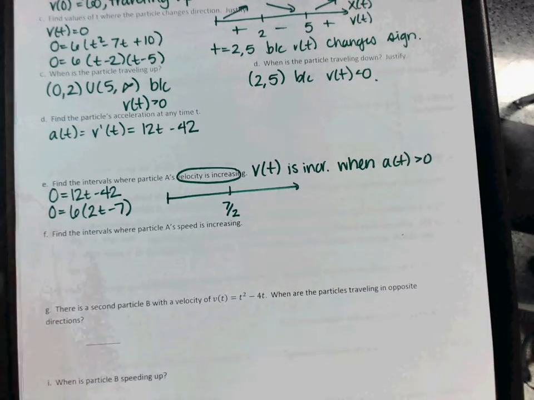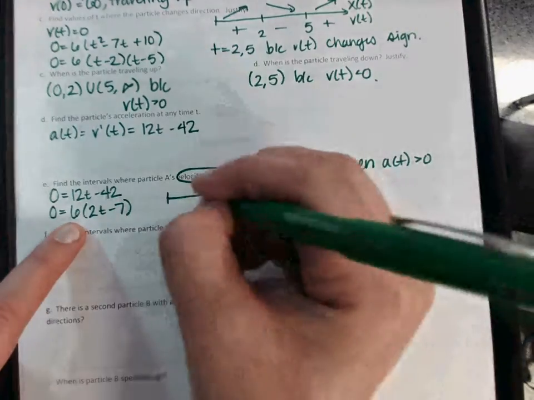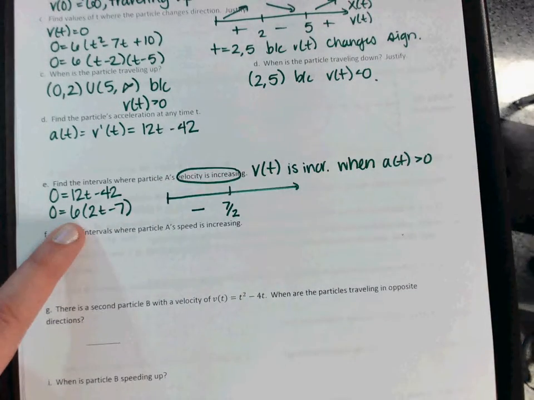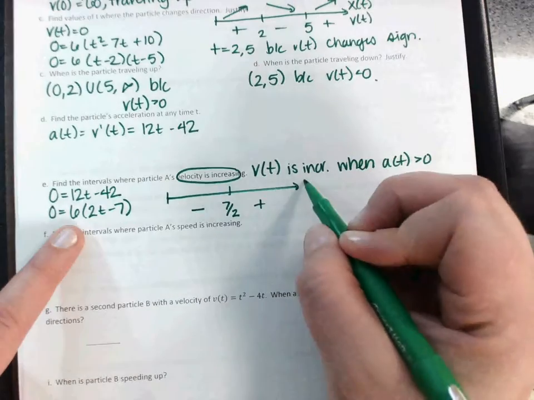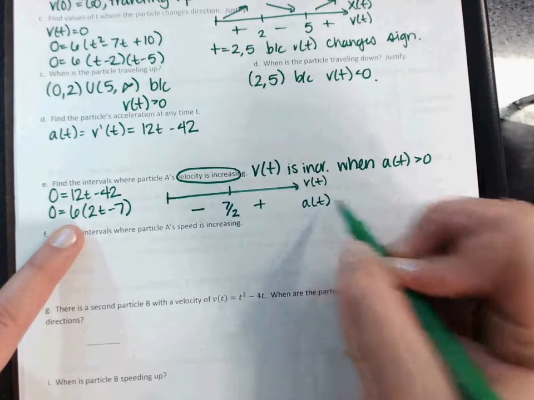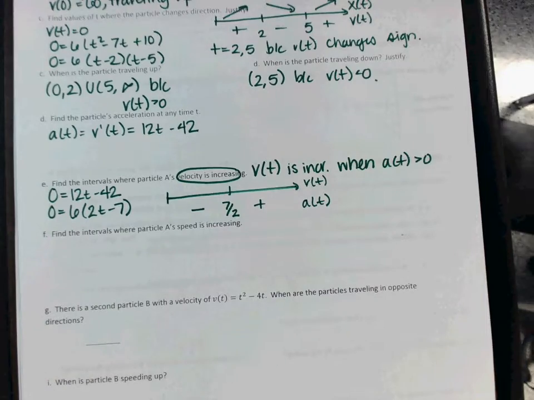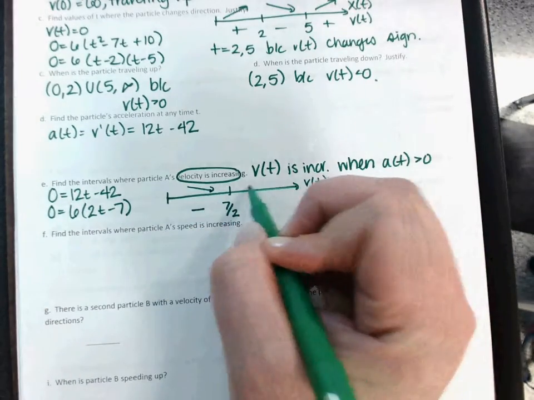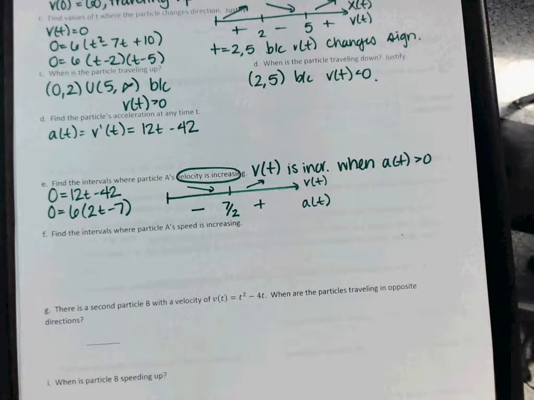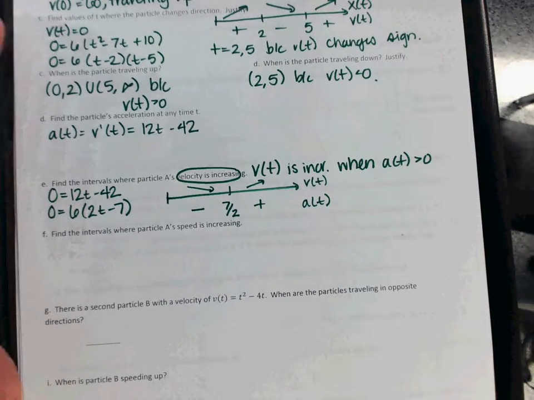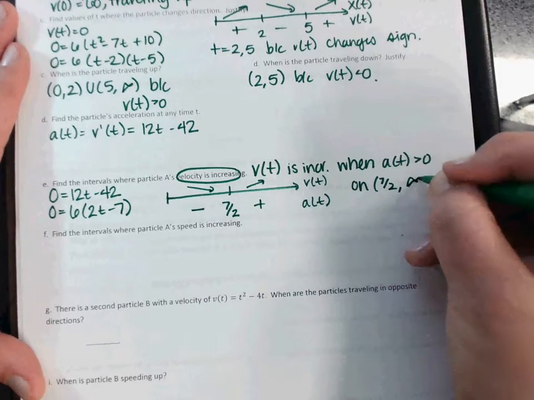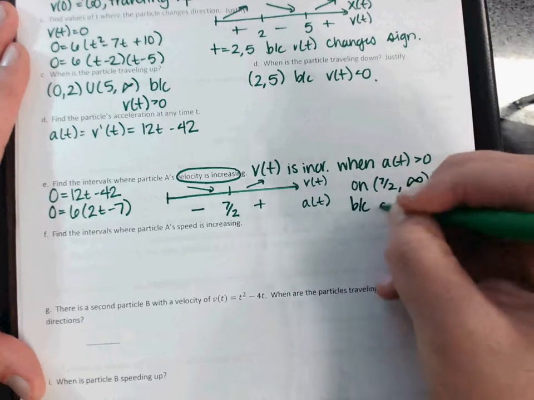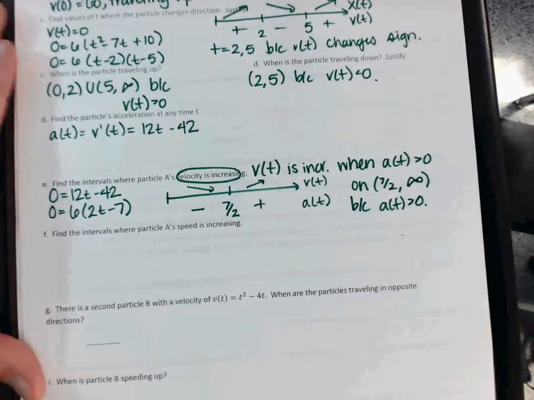Let's say I plug in 0. 0 minus 7 is negative. Multiply it by 6, it will stay negative. Second term, say I pick 100. That'd be 200 minus 7, which is positive. So that means my velocity, remember I plugged into acceleration, that tells me what velocity is doing, was decreasing then increasing. So when would I say the velocity is increasing? On what interval? On 7/2 to infinity. Because A of t greater than 0.